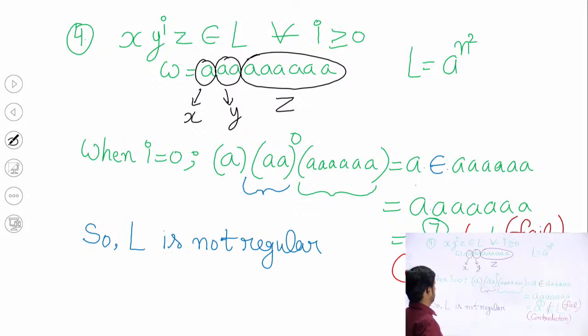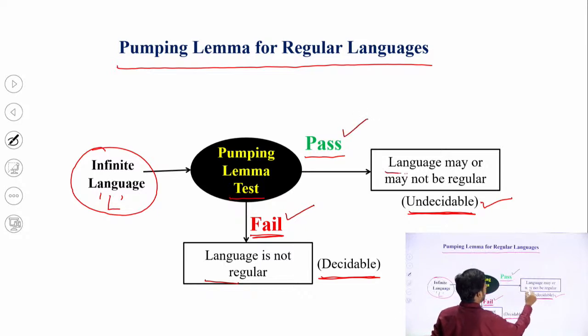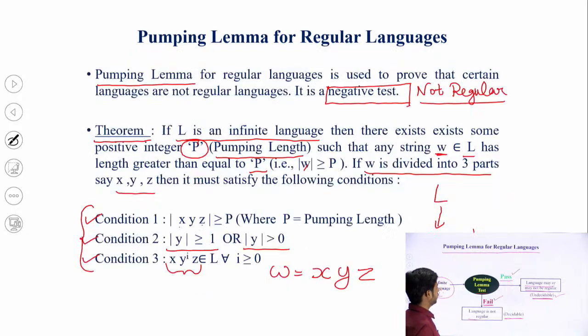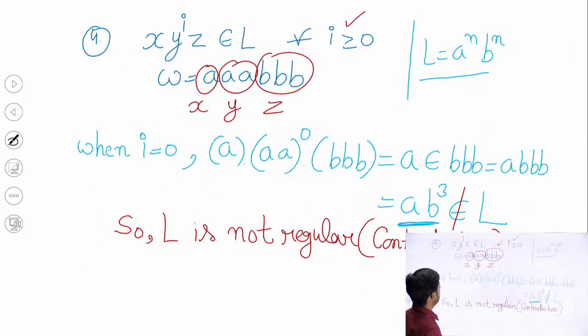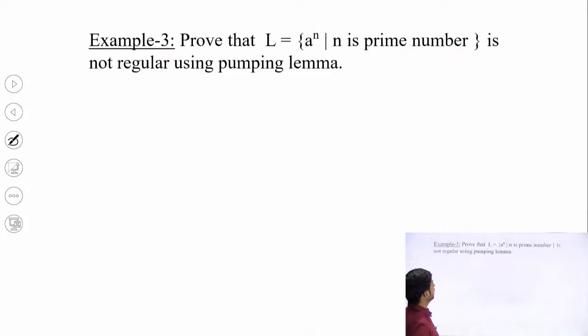So this is our initial condition, that if pumping lemma test fails, then language is not regular. If it passes, language may or may not be regular. Fine. Now let's see one more example.